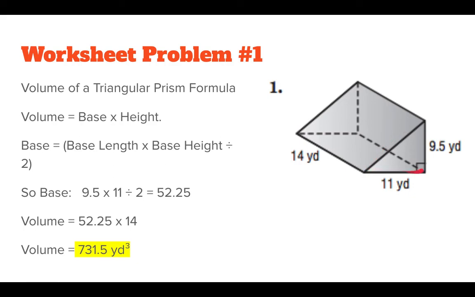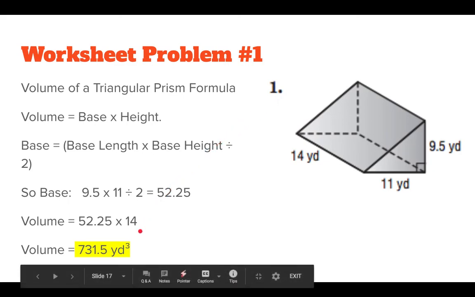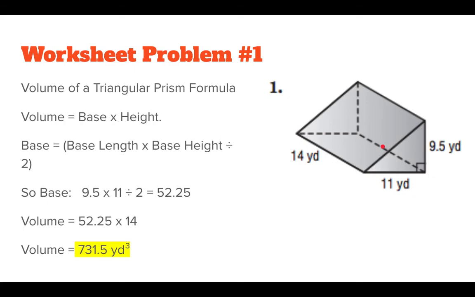We're just finding the volume of this triangular prism. Again, you look for the triangle, and you have to find the area of this base. To find the area, it's base length times base height divided by 2. So it's 9.5 times 11 divided by 2. This whole area is 52.25. Then you just times it by the height, 14, and you get a final answer that the volume of this triangular prism is 731 and 5/10 yards cubed, right here.